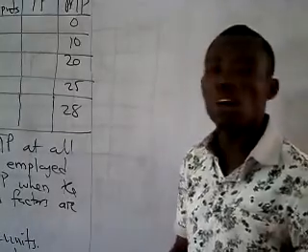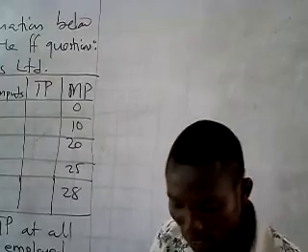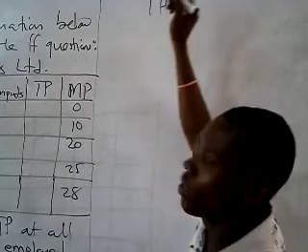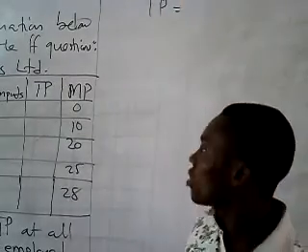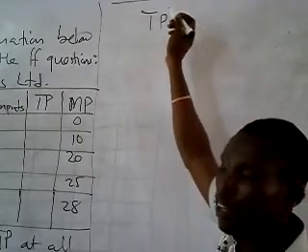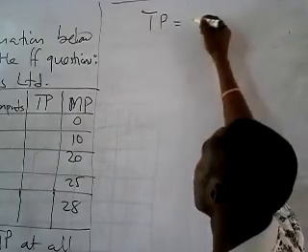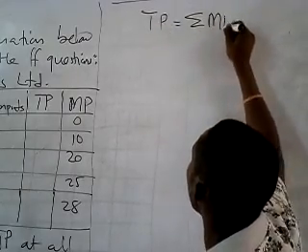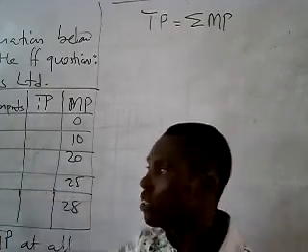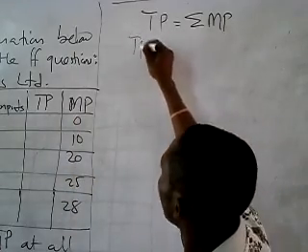Let's look at how we calculate total product first. The formula for total product: you will use the summation of marginal products. Since average product was not given, we are going to use the summation of marginal product. So total product is equal to the summation of marginal product. It means at every unit of the variable factor employed, we are going to sum up the marginal product.